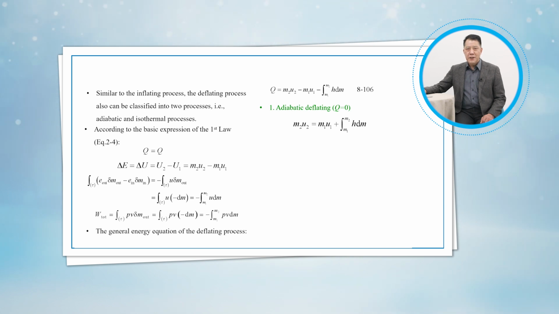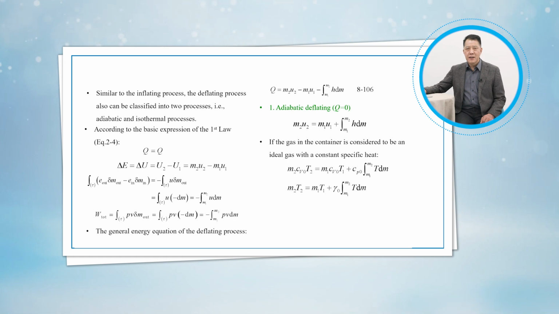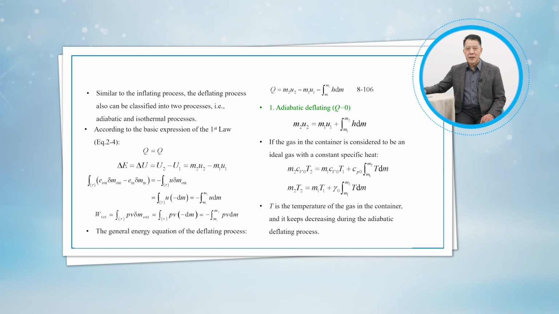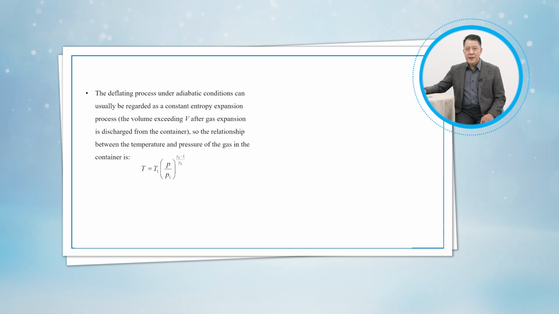Let's firstly talk about the fast or adiabatic deflating process. For the adiabatic deflating, the general energy equation, equation 8,106, is simplified as: if the gas in the container is an ideal gas with a specific heat, we then have, where T is the temperature of the gas in the container, and it keeps decreasing during the adiabatic deflating process. The deflating process under adiabatic conditions can usually be regarded as a constant entropy expansion process.